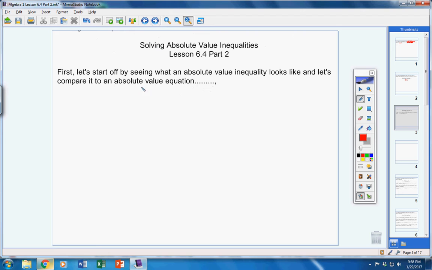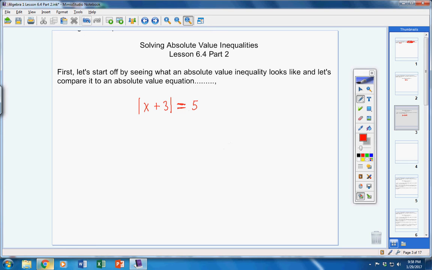Now, first let's start off by seeing what an absolute value inequality looks like, and let's compare it to an absolute value equation, okay? It's always helpful to at least look at or understand what the inequality or equation is going to look like, alright? So here we go. Now remember, in the past we learned that an absolute value equation would be something like this, where you have a variable, a letter, inside of an absolute value, and you have an equal sign. That's going to basically give you an absolute value equation. Got it? So you can kind of take notes on this however you want to. I'm just going to ramble for a little bit, and you can copy down what you feel you need to copy down.